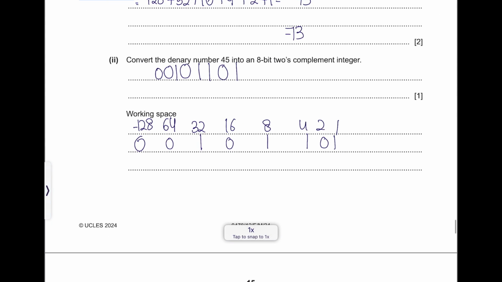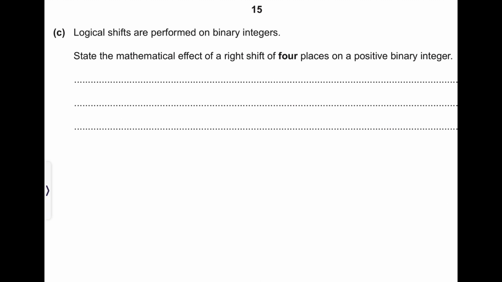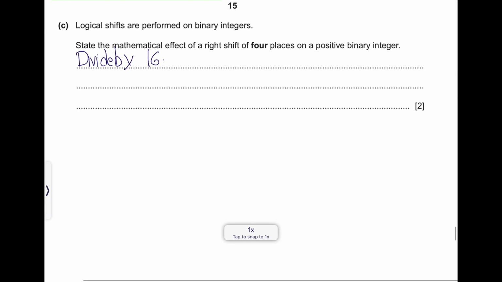Alright, now moving on to the last question, which says that a logical shift is performed on the binary number; state the mathematical effect of a shift of 4 places to the right. Any shift to the right: one shift is dividing by 2, 2 shifts dividing by 4, 3 shifts by 8, and 4 shifts is 16. So divide by 16. How many marks is that? Okay, that's 2 marks. So divide by 16.